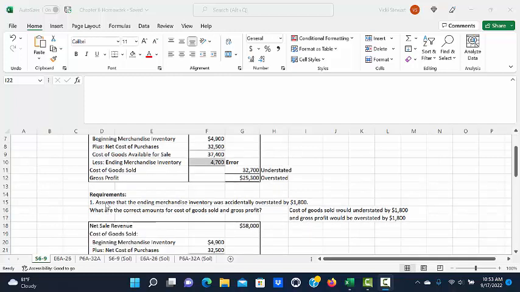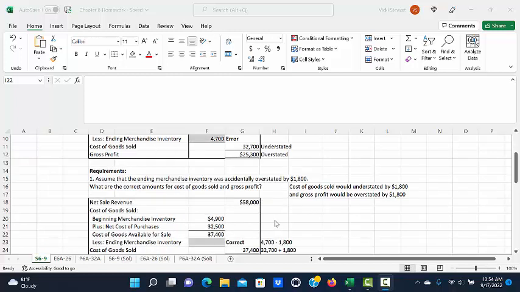The problem tells us in requirement 1 to assume that the ending merchandise inventory was accidentally overstated by $1,800, and it asks us what are the correct amounts for cost of goods sold and gross profit. So the problem is telling us that this amount, $4,700, was in error, and it's asking us to calculate the correct amount for cost of goods sold and gross profit.